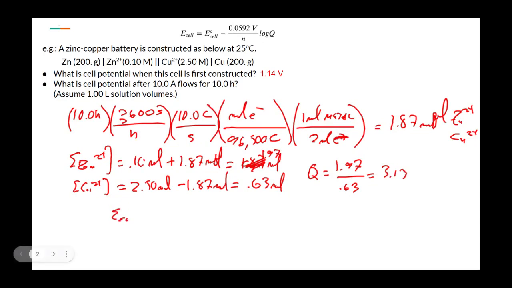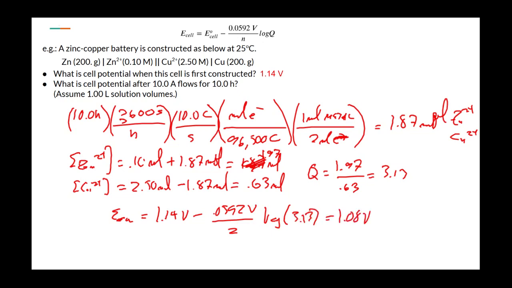So our cell potential now is equal to standard cell potential, which remember is 1.10 volts, minus 0.0592 volts over 2 electrons transferred, times the base 10 logarithm of our Q, which is now 3.13. And this works out to 1.08 volts.